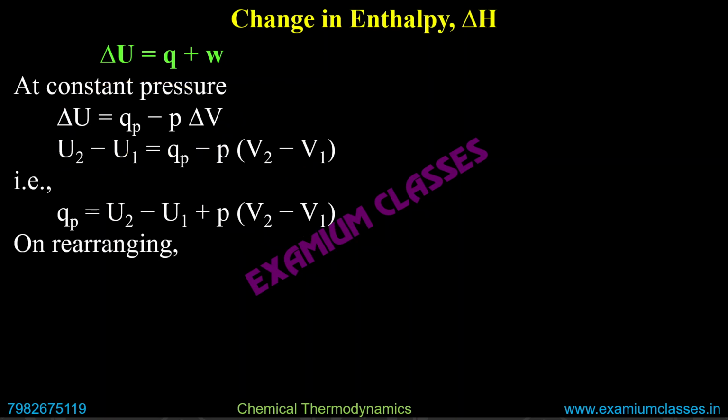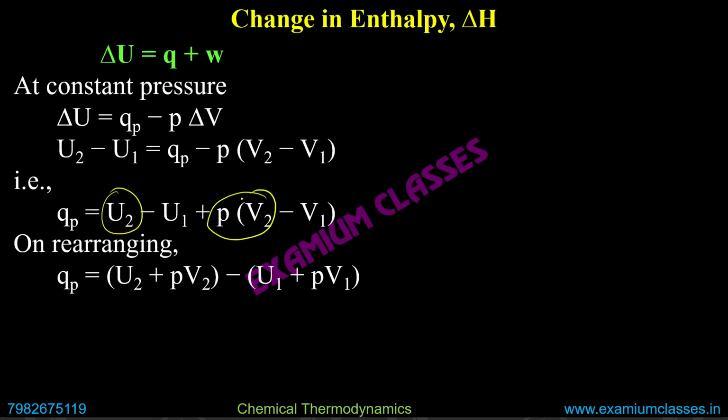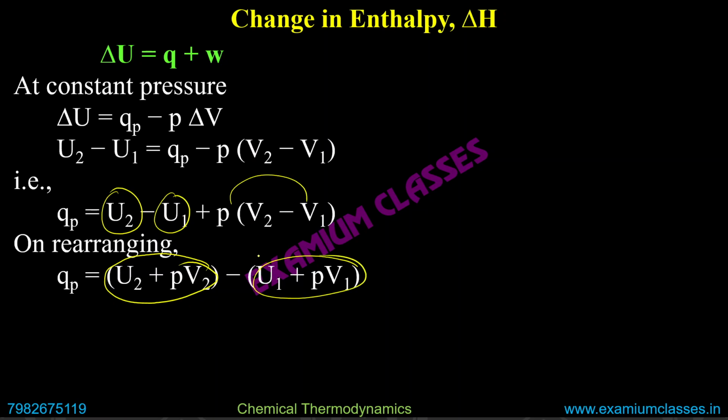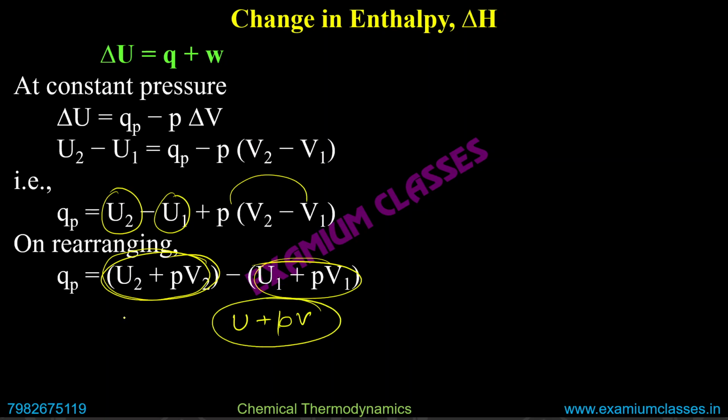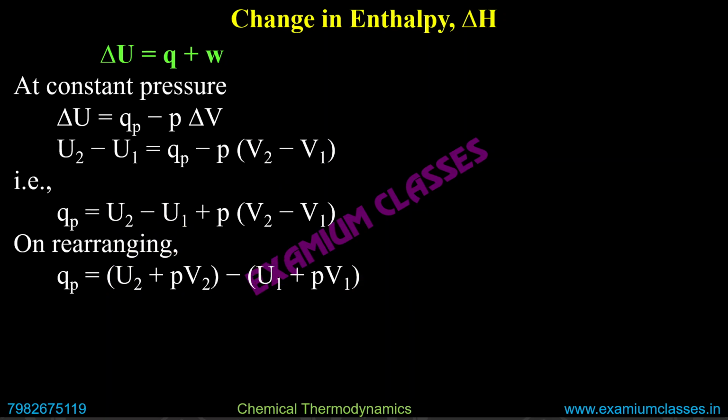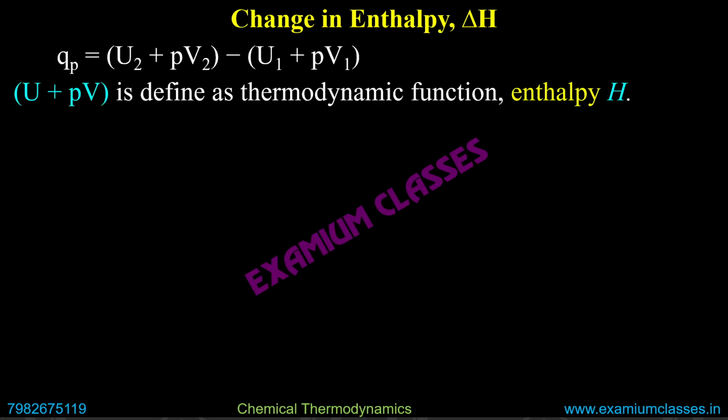Now if I rearrange this, I have U2 with PV2, so U2 plus PV2, and I have U1 with PV1, U1 plus PV1. So this term, U2 plus PV2 or U1 plus PV1, that is U plus PV, is known as enthalpy of that particular state. So state 1, state 2, this is known as enthalpy. U plus PV is defined as the thermodynamic function enthalpy, denoted by H.